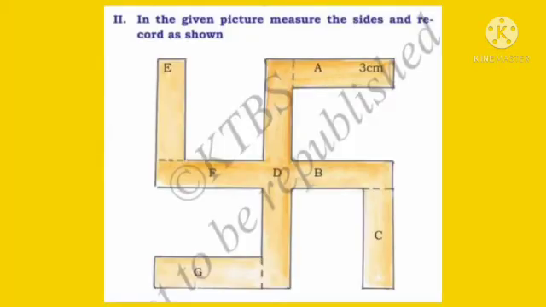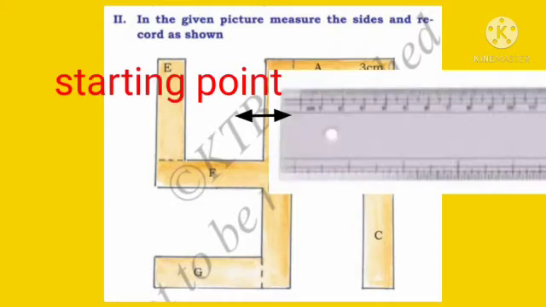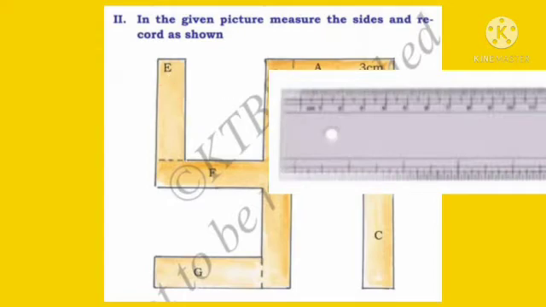We can see the picture of a swastika. Let us measure the length of its side. We have to keep the following points in our mind before measuring. First one, we have to keep the 0 mark of the scale to one end of the side and measure the value of the scale at its end point. Then we have to record it.